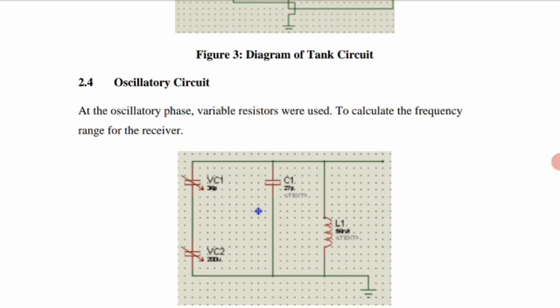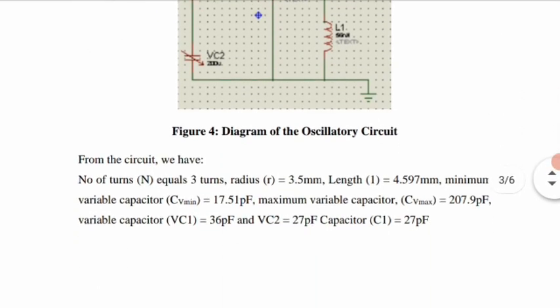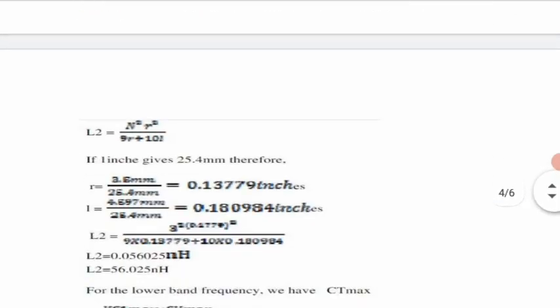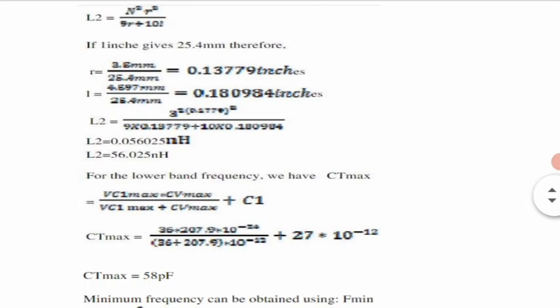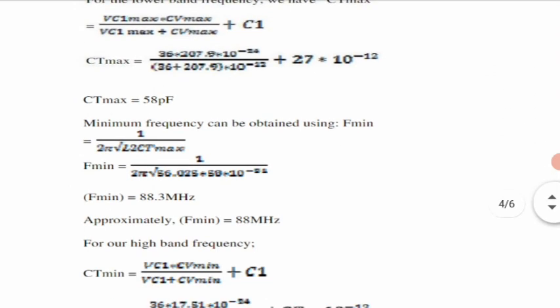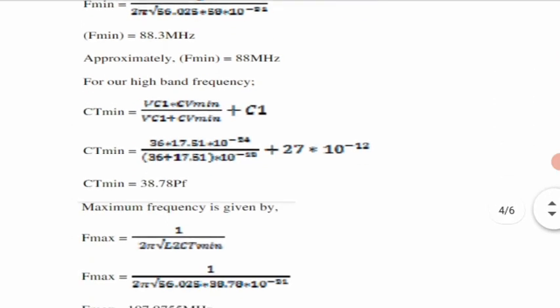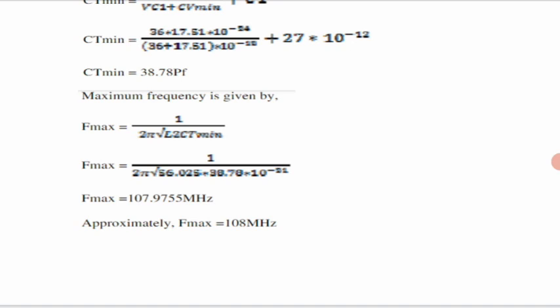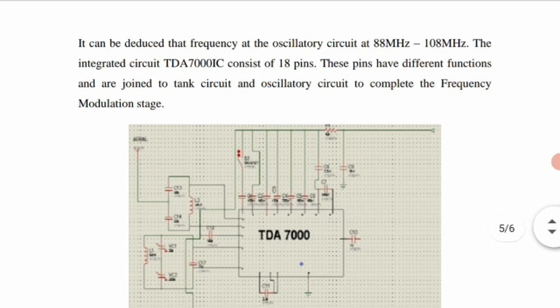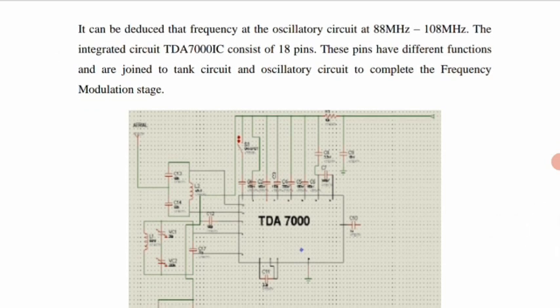There are some calculations of frequency range for the receiver. From the circuit, we have number of turns equal to 3 turns, and it consists of radius, length, minimum variable capacitor, maximum variable capacitor, and also variable capacitors. These are the calculations to identify the minimum and maximum frequency that can be obtained. So the minimum frequency is 88.3 megahertz, approximately 88 megahertz, and the maximum frequency is 108 megahertz. So the frequency at the oscillatory circuit can be varied from 88 megahertz until 108 megahertz.